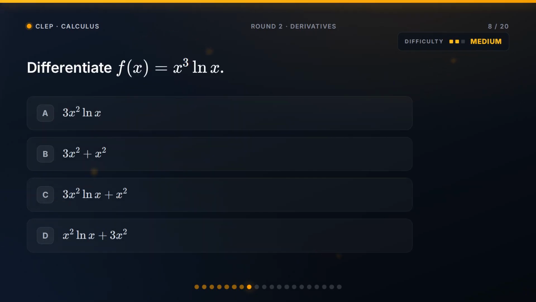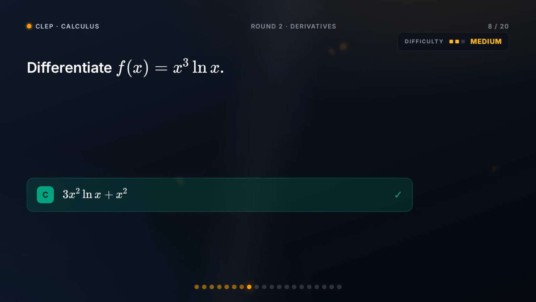Question 8. Find the derivative of f of x equals x cubed times the natural log of x. A, 3x squared times natural log of x. B, 3x squared plus x squared. C, 3x squared times natural log of x plus x squared. D, x squared times natural log of x plus 3x squared. The answer is C, 3x squared times natural log of x plus x squared.